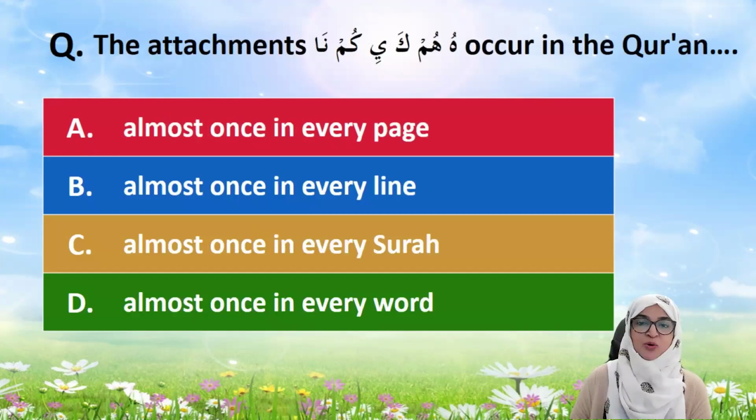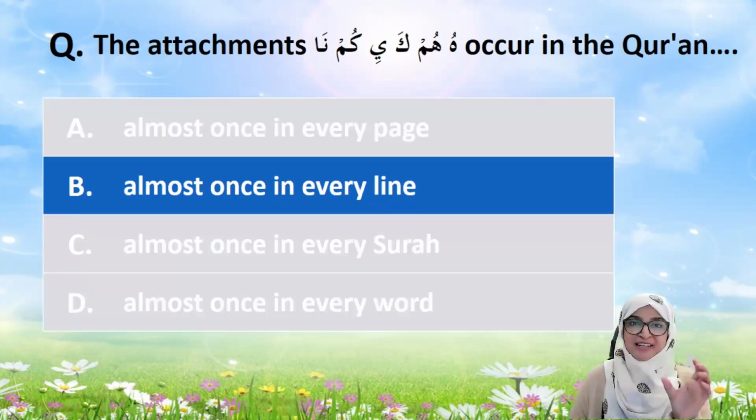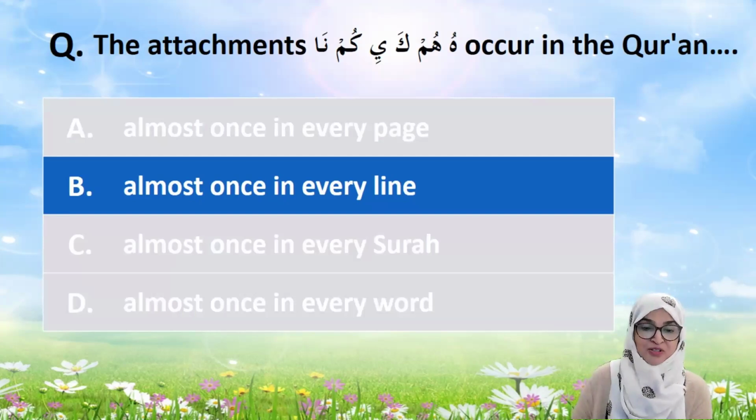The attachments hu, hum, ka, i, kum, na occur in the Quran almost once in every page, almost in every line, almost in every surah, almost once in every word. What's the correct answer? B. B, yes, correct. B, once in every line. Perfect. That means in every line. That's why I started this. When you start with the pronouns, it's literally in every line of the Quran. You will come across a pronoun.